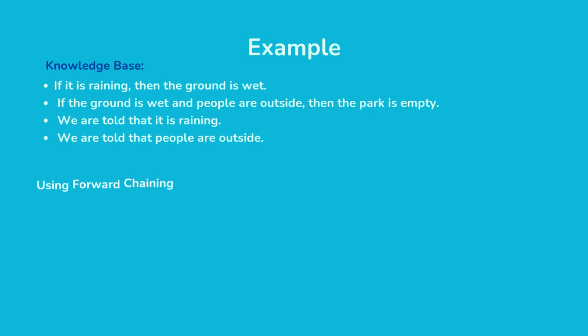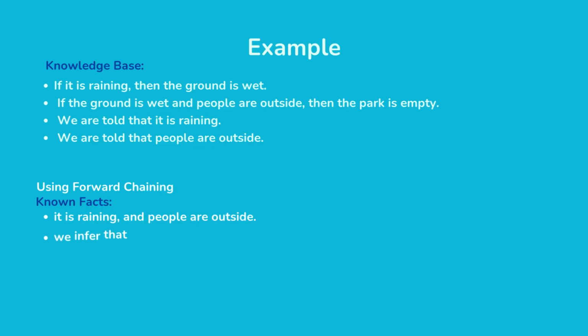Using forward chaining, we begin with the known facts. It is raining and people are outside. From the first rule, we infer that the ground is wet. Now that we know the ground is wet and that people are outside, we apply the second rule and conclude that the park is empty. So, by starting from the facts and chaining forward through the rules, we reached our goal.